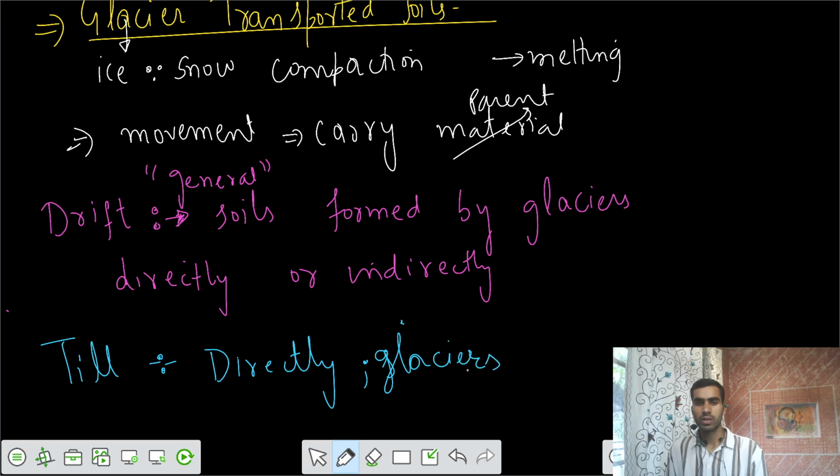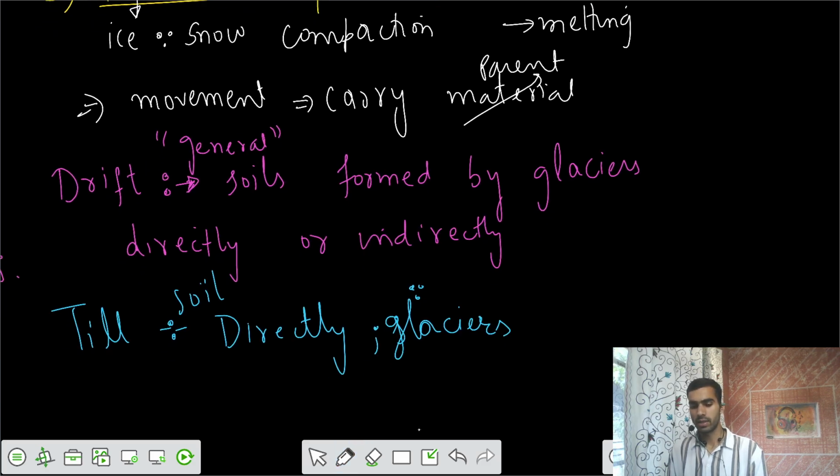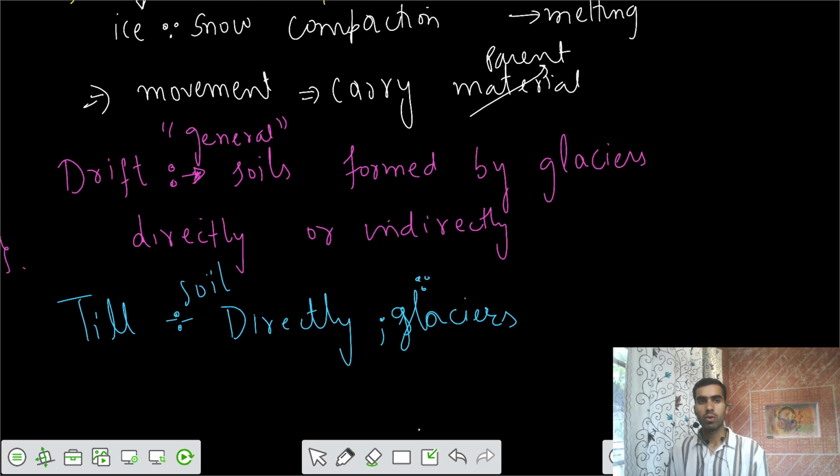Because of the glaciers, we are getting this soil directly. We got the soil directly because of the glaciers. This we call a till. And one more possibility is there: we might be having soils formed because of gravity. So, gravity transported soils.